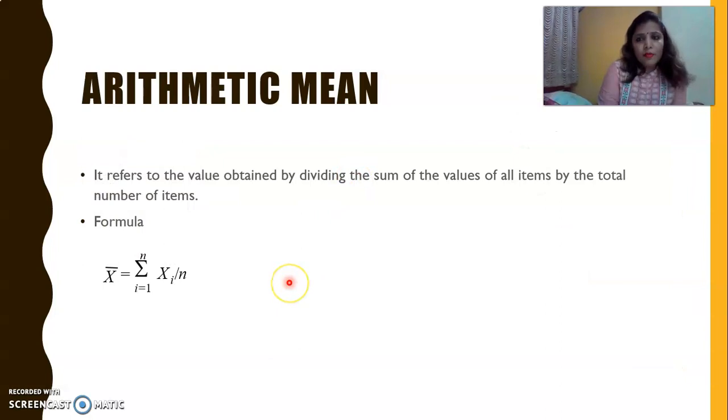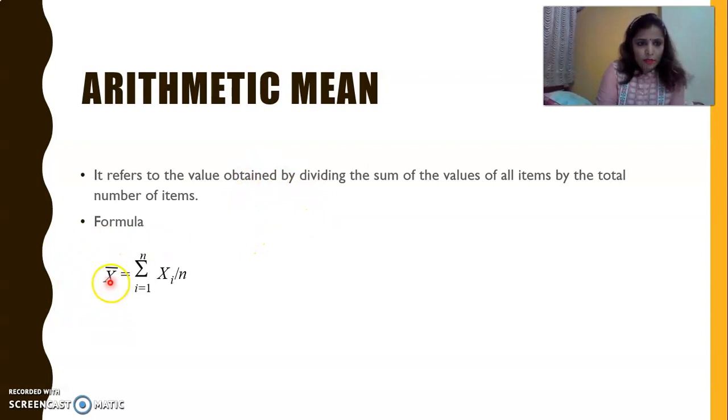So number one, arithmetic mean, which is very simple and which is widely used. It refers to the value which is obtained by dividing the sum of the values of all the items by the total number of items. So I have the total marks of all 150 students of BCAF, and if I aggregate all those marks and divide that by 150, then I get the arithmetic mean.